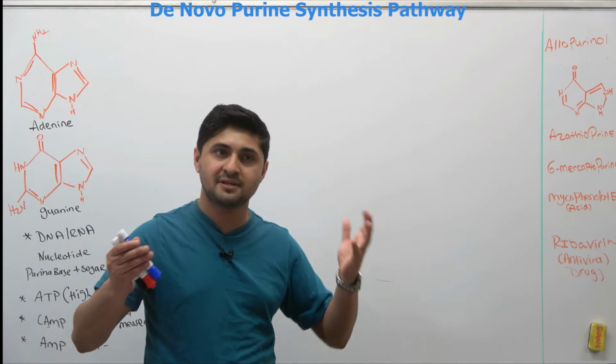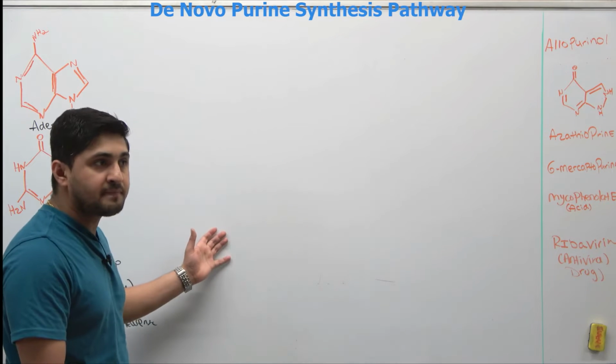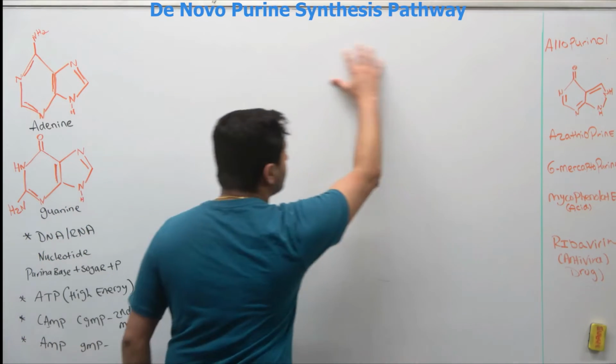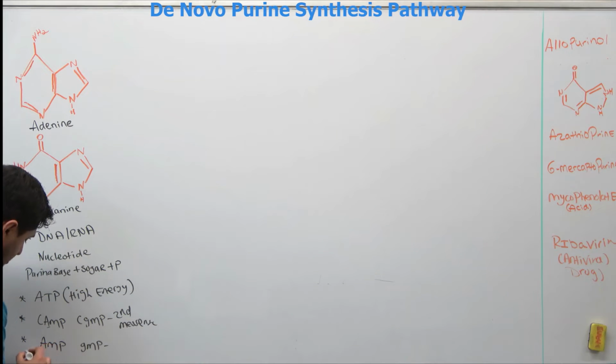And where does this purine synthesis actually take place? That is something that you remember. The purine synthesis takes place mostly in the liver. So you can think about this as a whole as the liver. I'll just write down here: synthesis will take place in the liver. This is also something you have to remember.